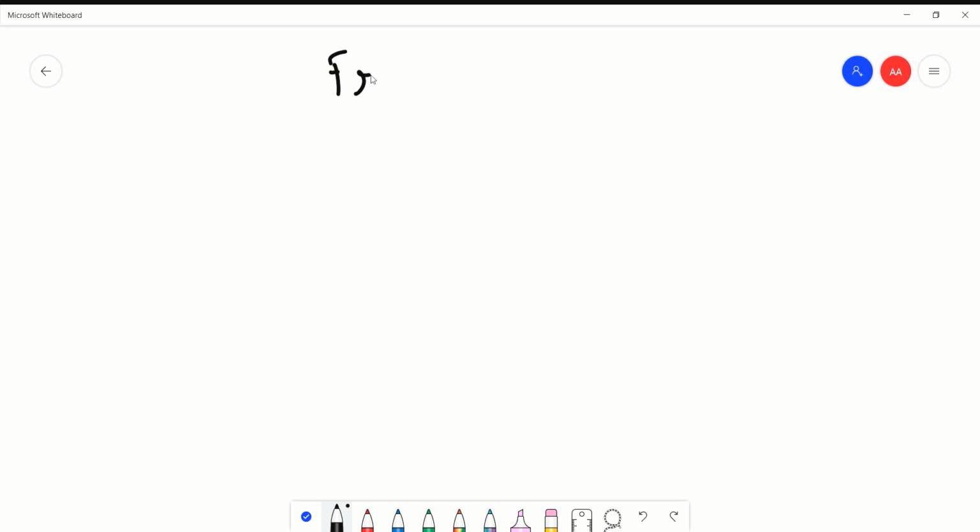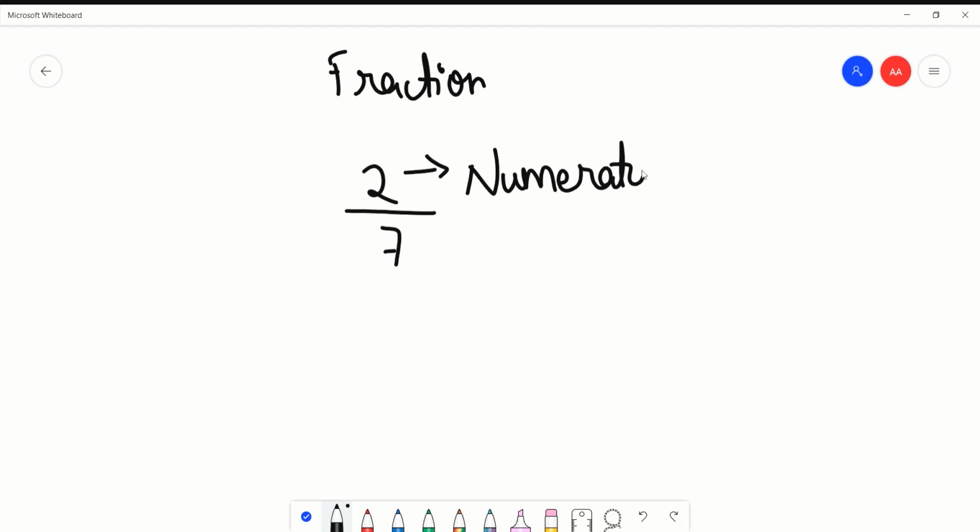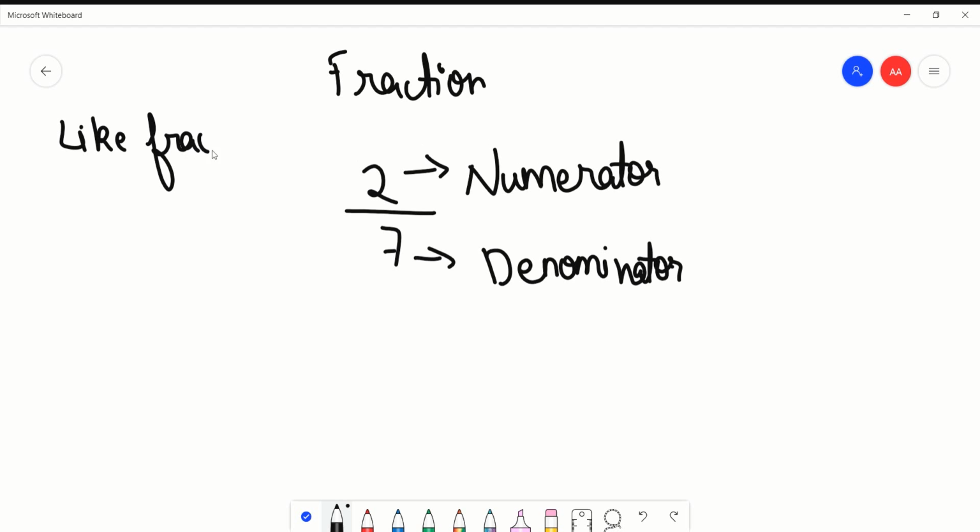Now let's understand how we write a fraction. As I've told, a fraction is written like this. This is called the numerator, and this is known as the denominator. Now there are 7 types of fraction, but today let's understand what are like fractions and unlike fractions.